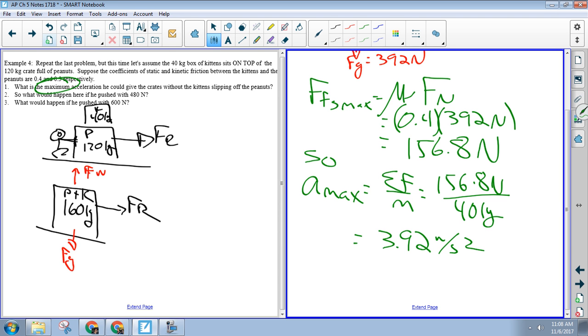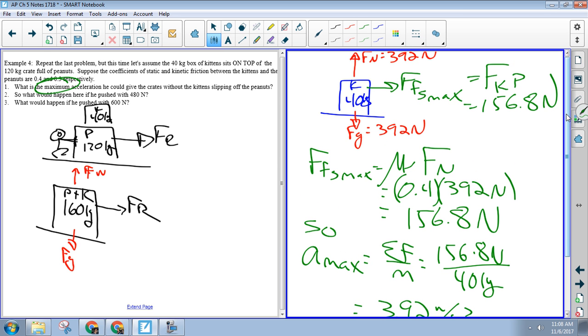Okay. So now we know the force that the peanuts push the kittens with. So when I draw the other free body diagram, what do I know? The force of the kittens on the peanuts. Yes. Oh no, you can't. Dang it! I wish we had 5 more minutes. I know how to do it.